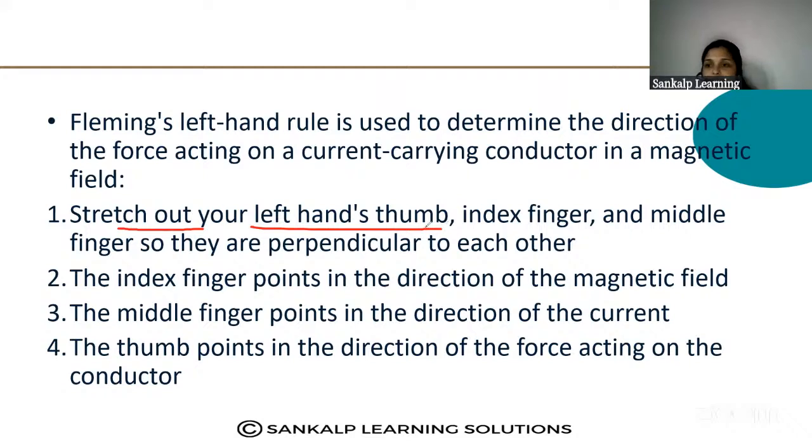Okay, so this is Fleming's left hand rule. Very important: which finger represents what is very important.